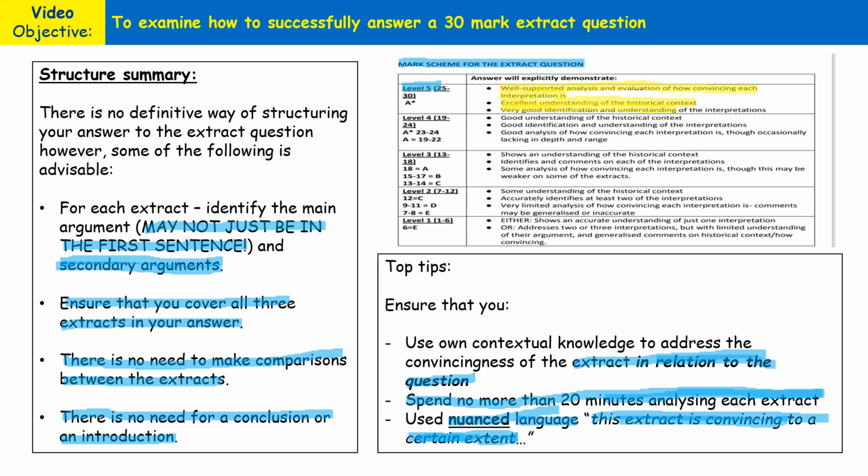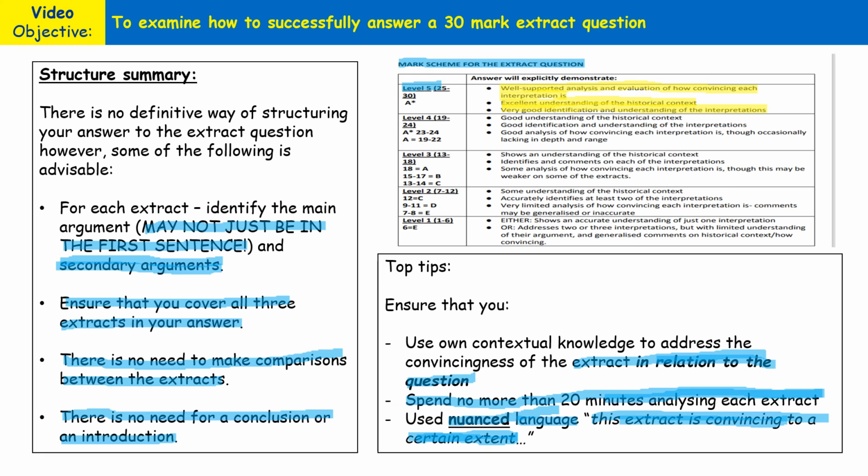Don't just quote sentences or sections of each extract. That won't gain you a level 5 mark. You need to be really succinct and identify the sub-arguments and the main argument in each extract, and then develop your justifications on how convincing the extract is based on what the main and sub-arguments are in each extract.